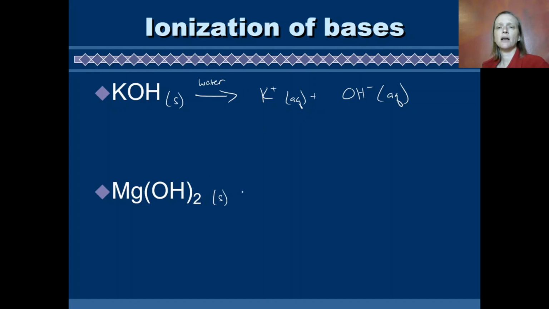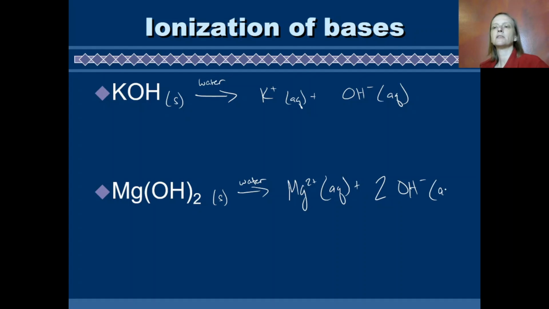Magnesium hydroxide, solid, when you dissolve it in water, produces magnesium ions in solution, plus hydroxide ions in solution. And just like we did when we were talking about colligative properties and thinking about how many particles a particular substance splits into, we need to take into account that there are 2 hydroxide ions here. So that's why I wrote a 2 in front of the hydroxide symbol.